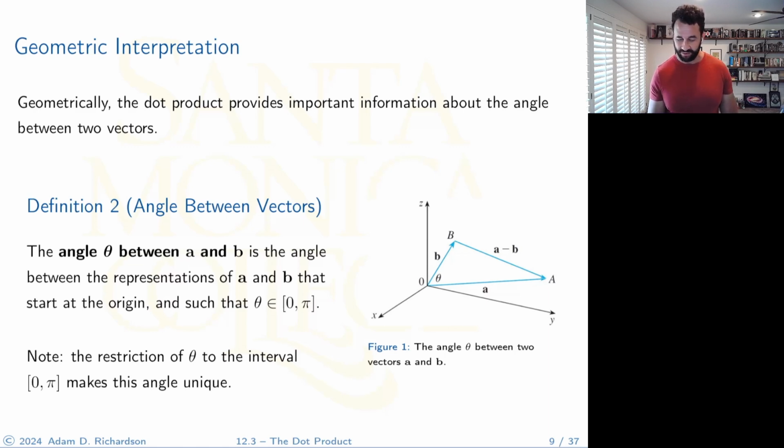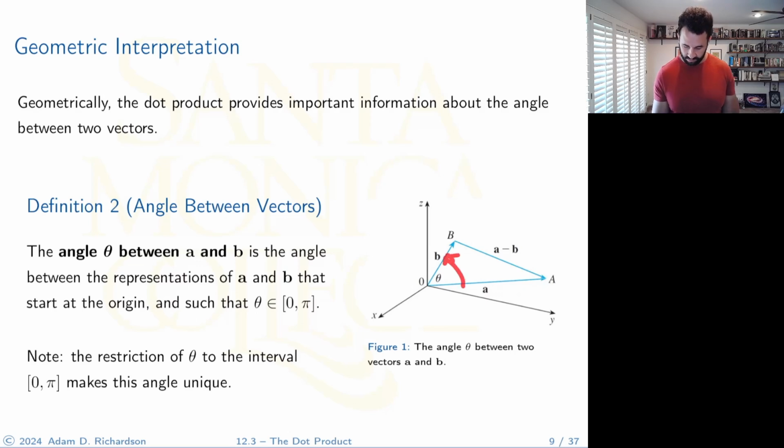In particular, it gives us a lot of information about the angle between the two vectors. So before we can talk about that, what does that even mean? How do you define the angle between two vectors? So here's how we do it. The angle theta between two vectors A and B is the angle between the representations of A and B that start at the origin, and we require that the angle be in the interval 0 to pi. So in essence, imagine your two vectors are in their position vector position, right? And we just want to know the angle between them.